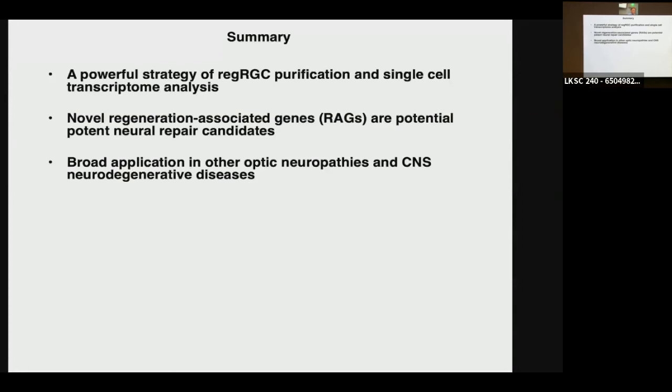And hopefully I convinced you that the novel regeneration-associated genes that we identified are potential neural repair candidates that have striking neuroprotection effect. And finally, I believe this method can be applicable in a broader range of CNS neurodegeneration diseases.